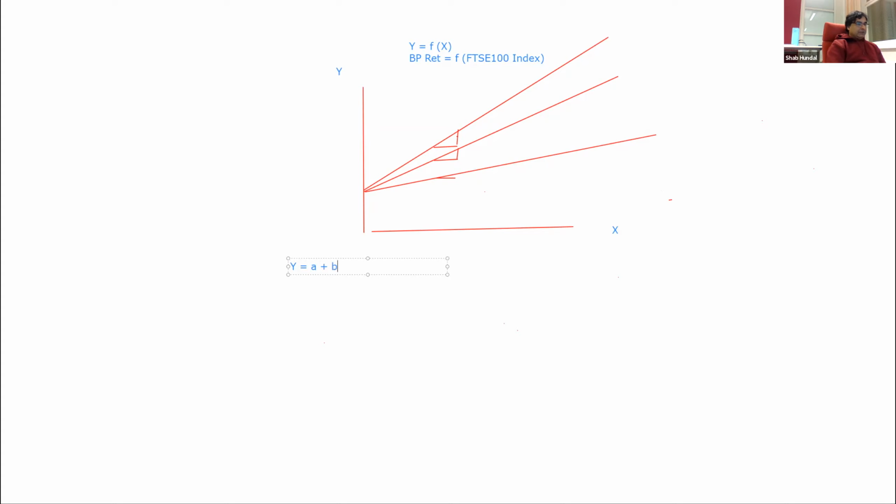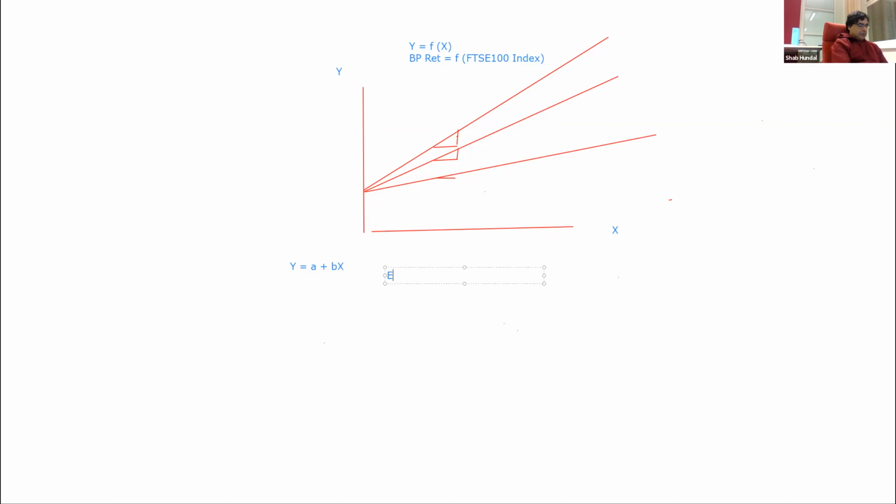And beta I can show with the small b times x. So this is how this concept of beta, which is essentially underpinning the systematic risk that the firm is exposed to, is brought in the discussion, which is based on the basic mathematics in the high school maths equation of straight line.